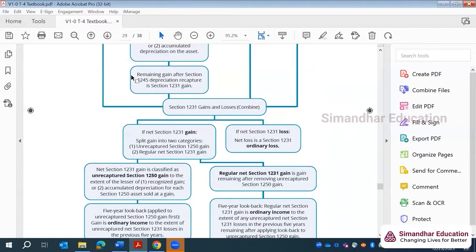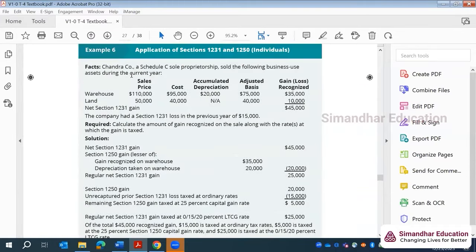Now going back to the same example, if they had not given this section, if they had mentioned that the company had no previous Section 1231 losses, then what would have been your Section 1250 gain and what would have been your Section 1231 gains? And what would be the tax rates on these gains?